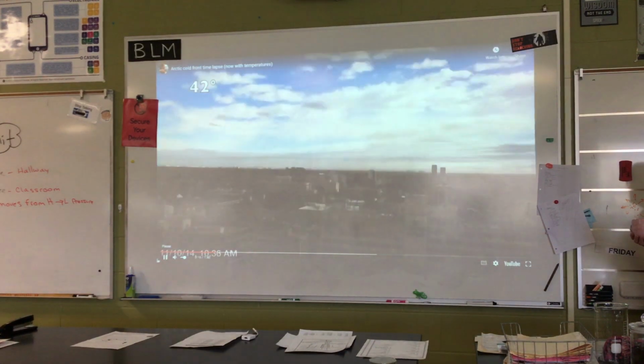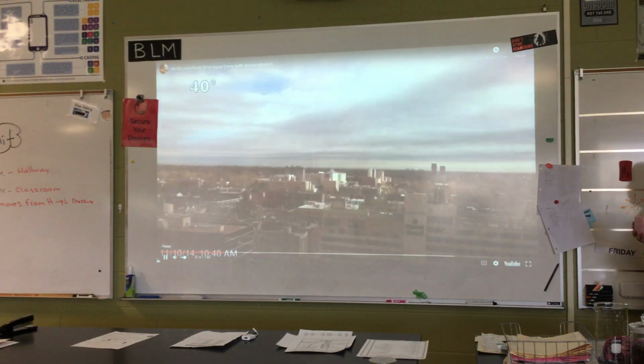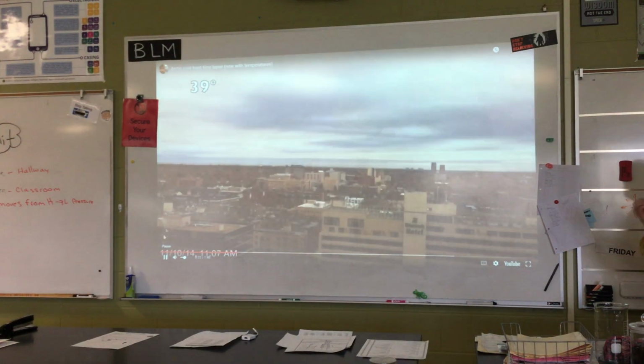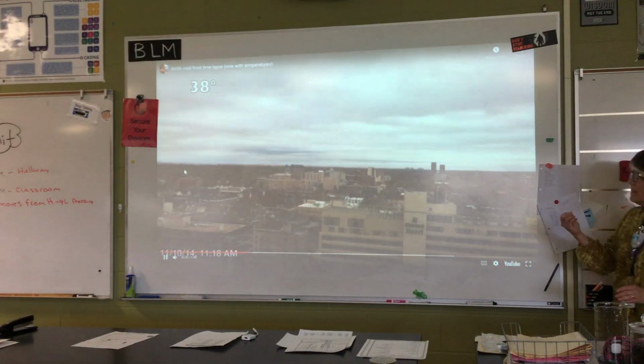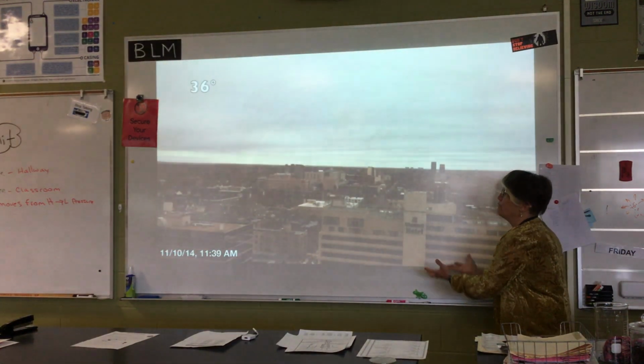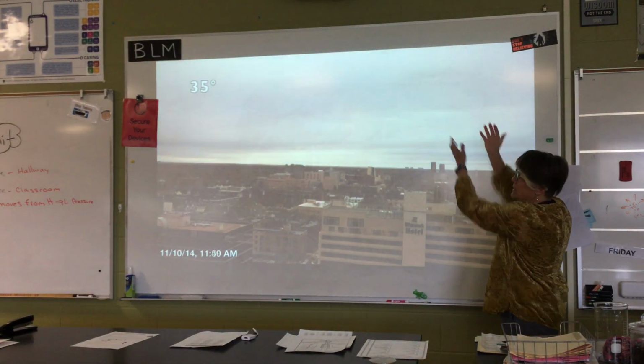What's going on with the temperature? It's going down. It's dropping because a cold air mass is coming in. And when the cold air mass is coming in, cold air is more dense than warm air. So that cold air is wedging itself underneath the warm air and forcing that warm air up to make clouds.